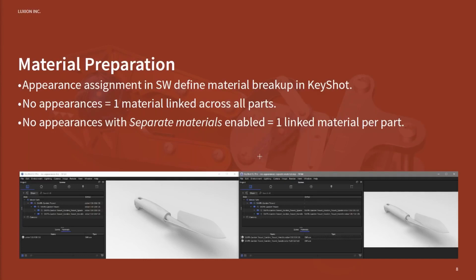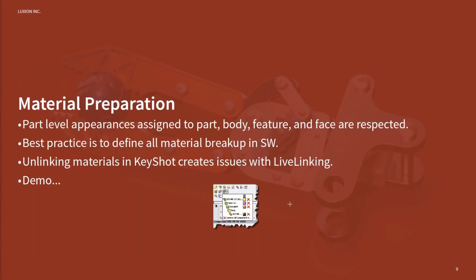So you can use that separate materials option to do some material breakup, but it is recommended to assign appearances and to define all that material breakup inside of SolidWorks. So the plugin does respect part level appearances at the part, body, feature, and face level. So you can actually break out individual faces. They don't need to be separate bodies or parts in SolidWorks. Simply assign a different appearance or a different color to the face, and then that'll show up in KeyShot in the scene tree as a separate part.